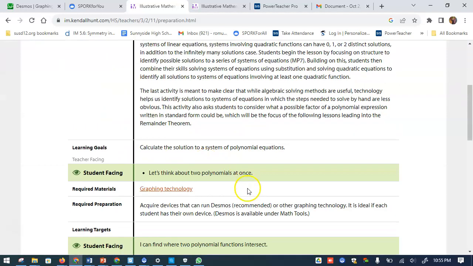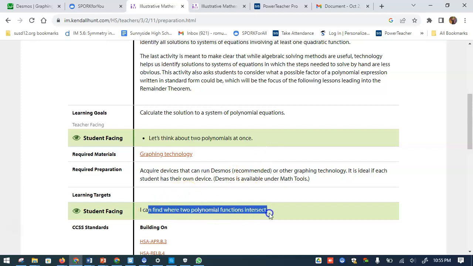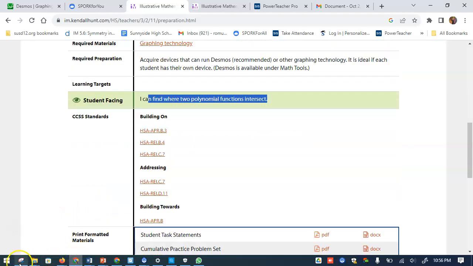So lesson number 11 is about, let's think about two polynomials at once. That means you'll be having two polynomial functions and you want to figure out where the polynomial functions meet. In other words, let me take straight away one example right here.